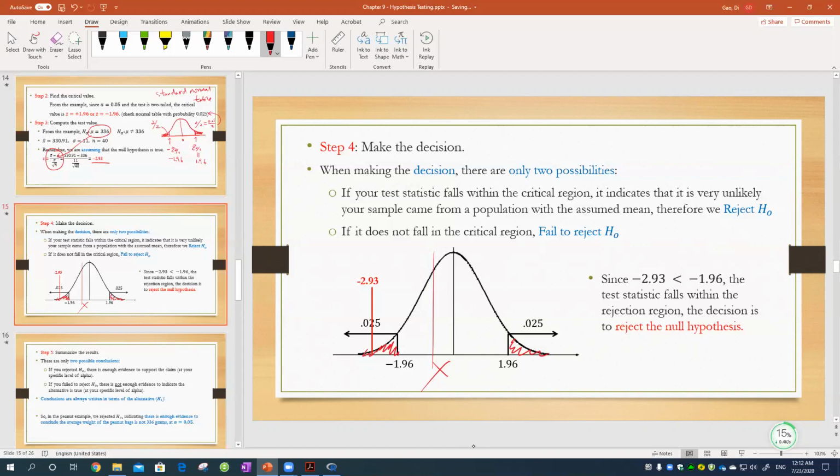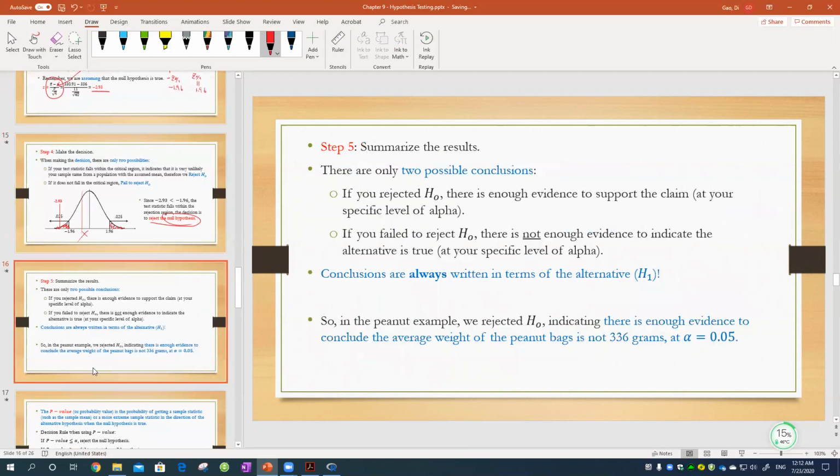So we say since negative 2.93 is smaller than negative 1.96, the test statistic falls within the rejection region. The decision is to reject the null hypothesis. But yet, we have to make a conclusion to summarize the results. For conclusion, there are only two possible conclusions. If you reject the null, then there is enough evidence to support the claim at your specific level of alpha. If you fail to reject the null, then there is not enough evidence to indicate the alternative is true or to support the claim at your specific level of alpha.